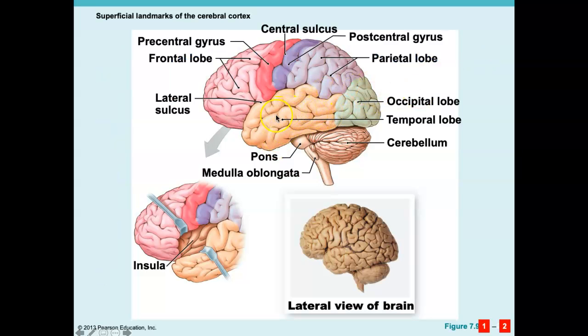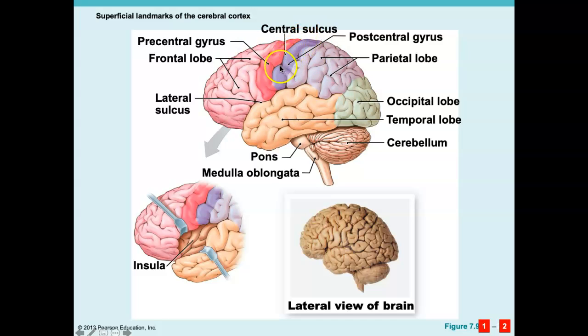Okay, so here we are. Again, this is the left side of the brain. This is the anterior of the brain. This is posterior. If you were to go in here between the temporal lobe, right here at this lateral sulcus, that's where the insula is. Here's the occipital lobe, parietal lobe, and frontal lobe and temporal lobe.